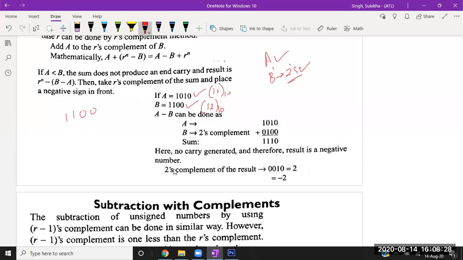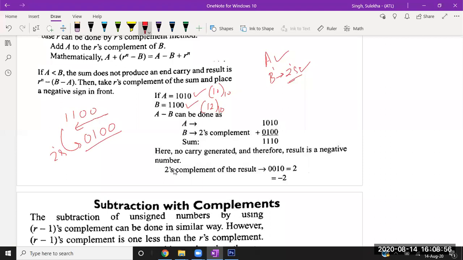This is the number B. Go from right to left side. Reach till you get your first location of 1, and write all the numbers till your first location of 1. So I'm writing all the numbers till the first one, and after my first one I am reversing all the numbers. So this is the 2's complement of this one. So 0100 is the 2's complement.